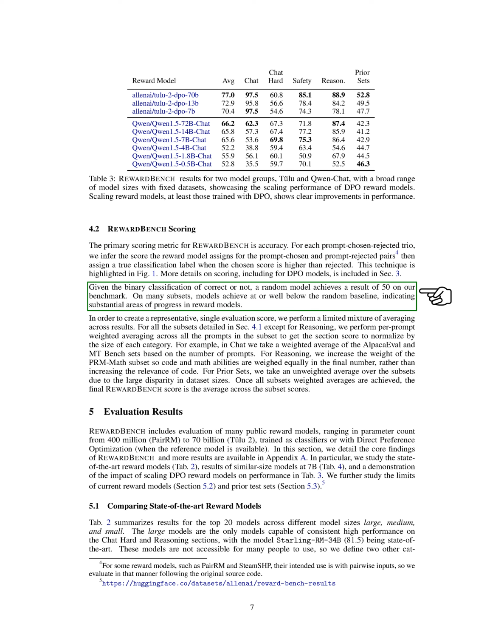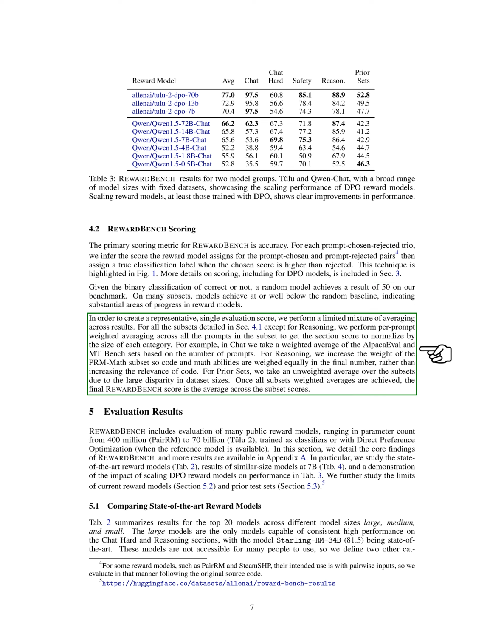When it comes to classification as correct or not, a random model would score 50 on our benchmark. Many models perform around or below this random baseline on various subsets, showing significant room for improvement in reward models. To create a single evaluation score that represents all subsets, we calculate a weighted average across results. For most subsets discussed in Sec, except for reasoning, we calculate a weighted average across all prompts in the subset to normalize the section score based on the size of each category.